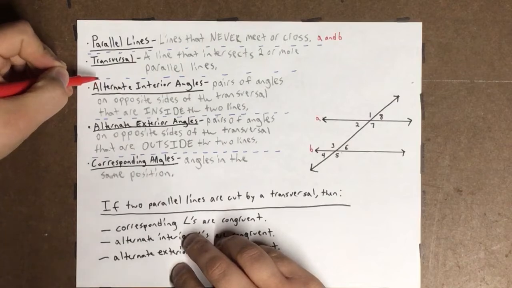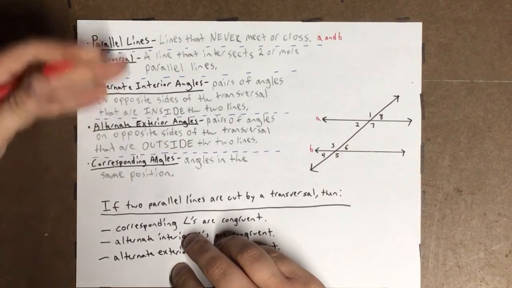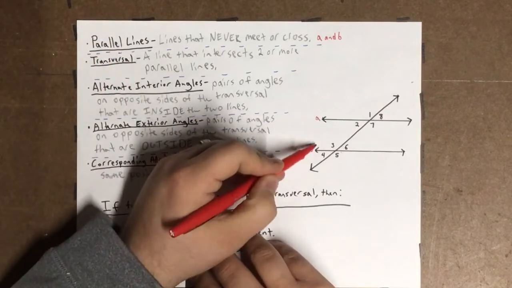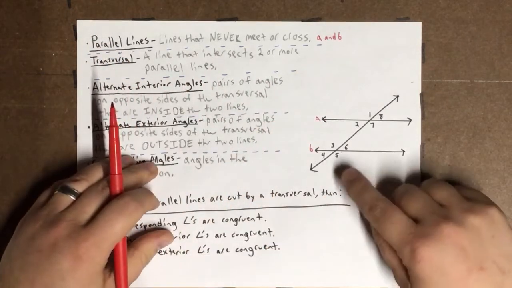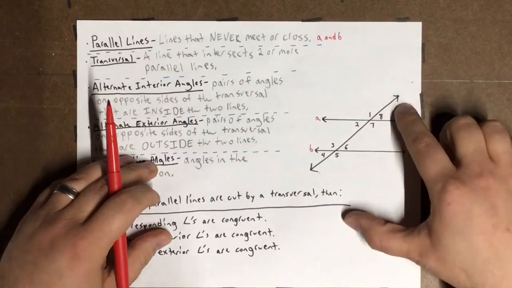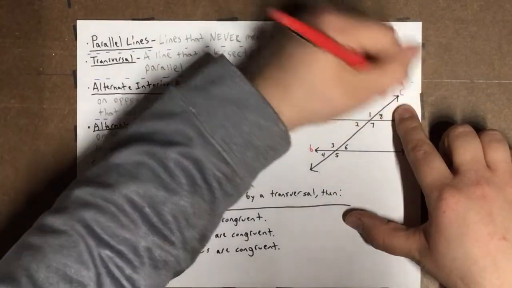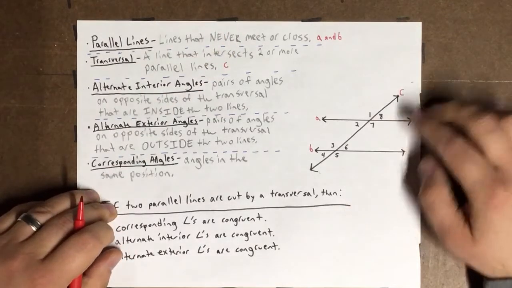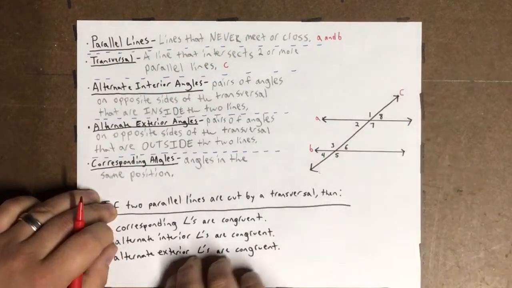New word, transversal. That's a line that intersects or crosses through two or more parallel lines. So I know that these two lines, A and B, are parallel. If you notice, I have this diagonal that's crossing through them. That's going to be a transversal. I'm going to call that line C. So the transversal here would be C. These are parallel, and this is crossing through them.